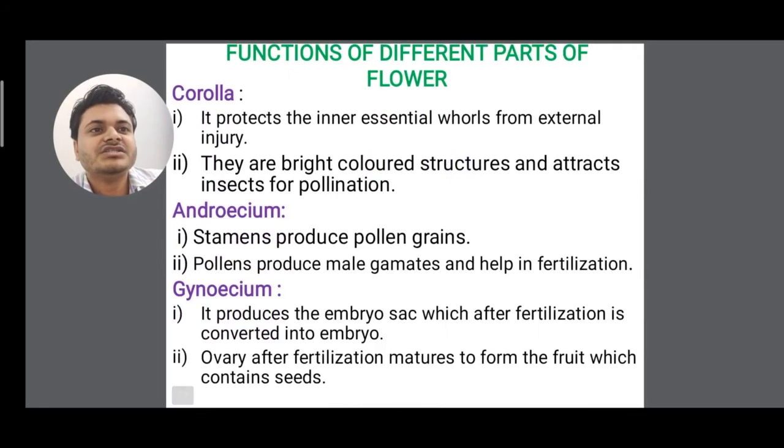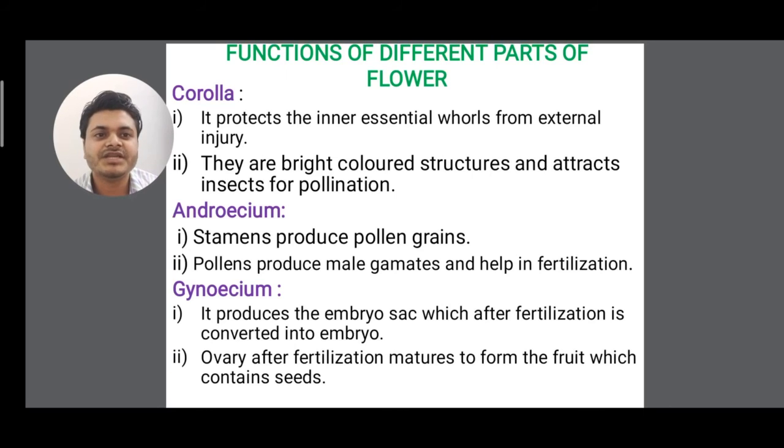Now the functions of different parts of the flower, again the rest are corolla, androecium and gynoecium. For corolla, it protects the inner whorls from external injury. They are brightly colored structures and attract insects for pollination. This is for corolla, that means a group of petals forms the corolla. Now what is androecium? Stamens produce pollen grains. Clear? And the pollen produces male gametes and helps in fertilization.